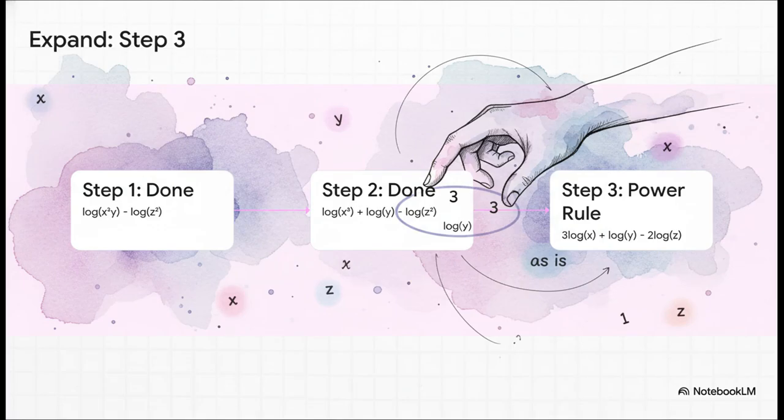And now for the final step, we get to use the power rule. You see those exponents? The 3 on the x swings down to the front of its log, and the 2 on the z does the exact same thing. And what about log of y? Well, it doesn't have an exponent, so it stays just the way it is. And there you have it, our fully expanded expression.